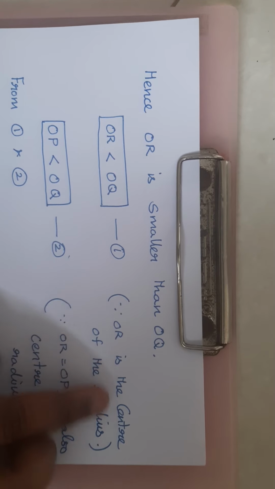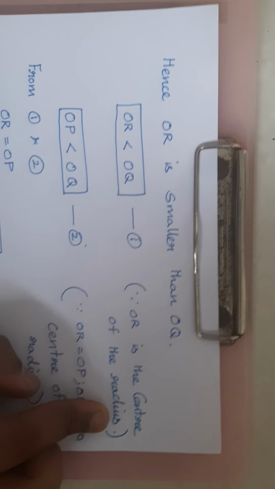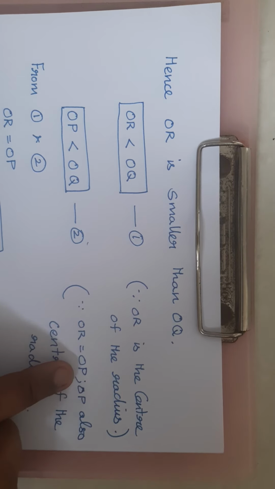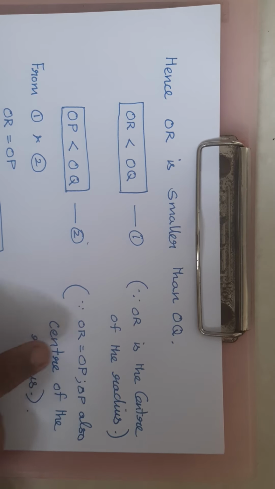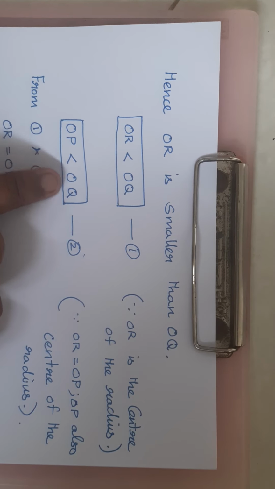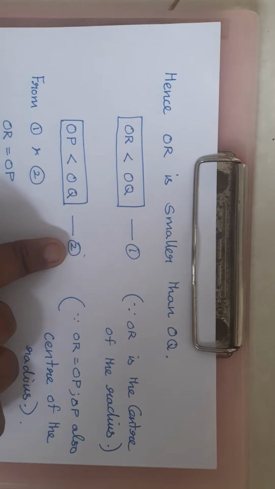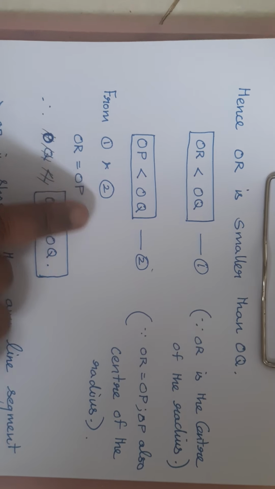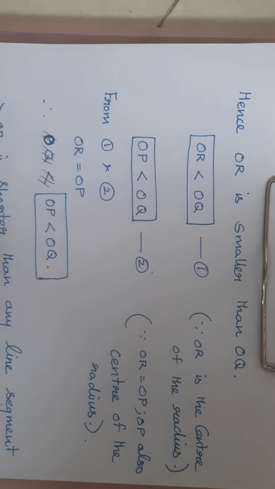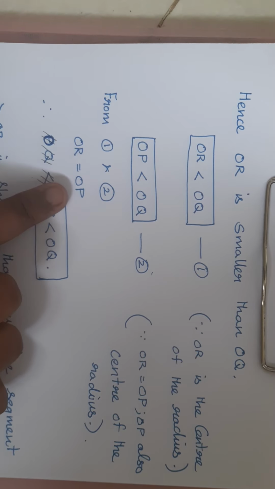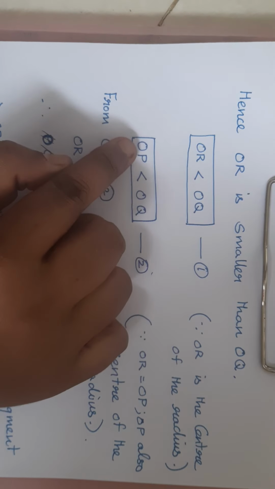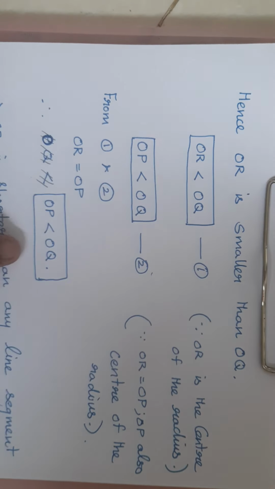OR is the radius of the circle, we already know. Since OR is a radius, OP is also a radius, so OR equals OP. So OP is less than OQ. This is equation 1, and this is equation 2. From equations 1 and 2, OR is equal to OP, so we can say that OP is less than OQ.